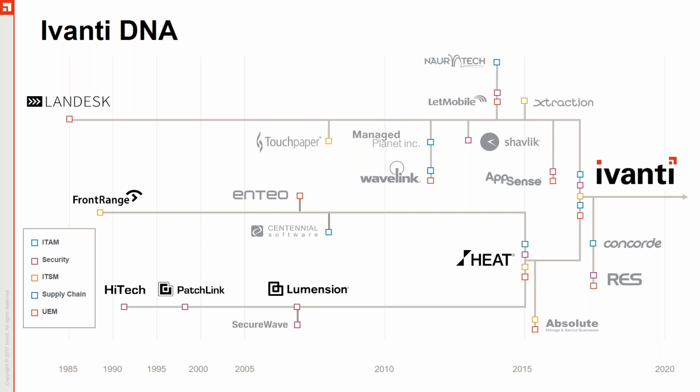We can manage Mac devices, mobile devices, etc. as well. But we've also then merged with Heat, who had an extremely well-known product called FrontRange that really focuses on service management. So in the same way that some of you will be using ServiceNow or BMC, Ivanti is recognized as one of those market leaders in the service management space as well.